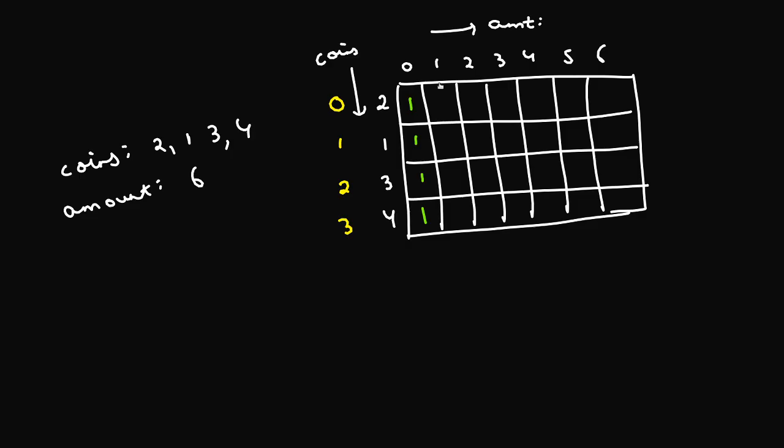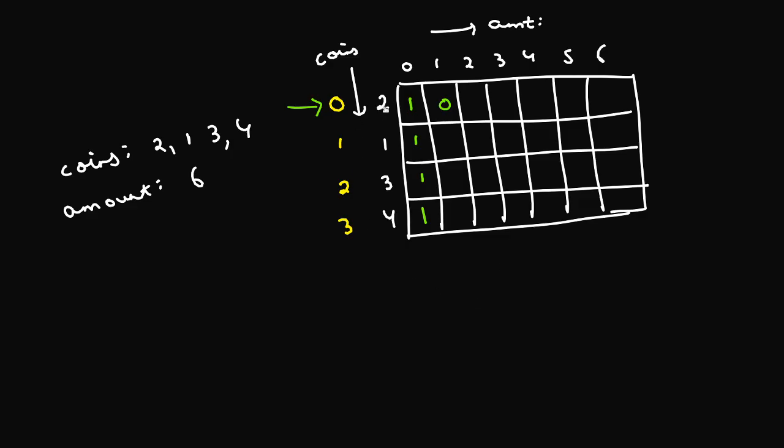Now let's just consider an amount of 1. When you are processing this row, remember that you are only considering this coin of 2. You are not even considering these coins 1, 3, and 4. So we are only considering this coin 2. Now can you create an amount of 1 using a coin of 2? No, you cannot. So how many ways are there? 0 ways are there.